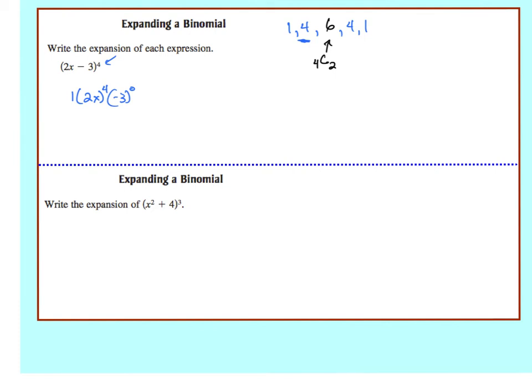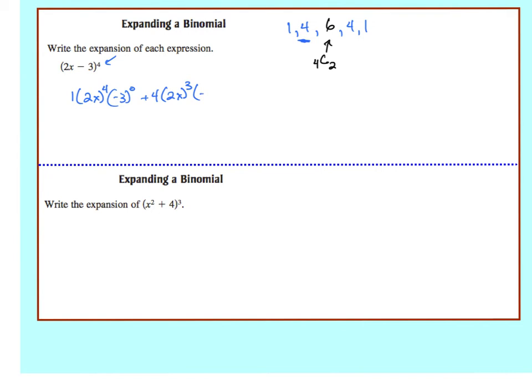I don't usually say that because what's the power of 0? It's 1. Because what do these have to add up to again? They have to add up to 4. So then I have plus 4 times 2x to the power of 3.